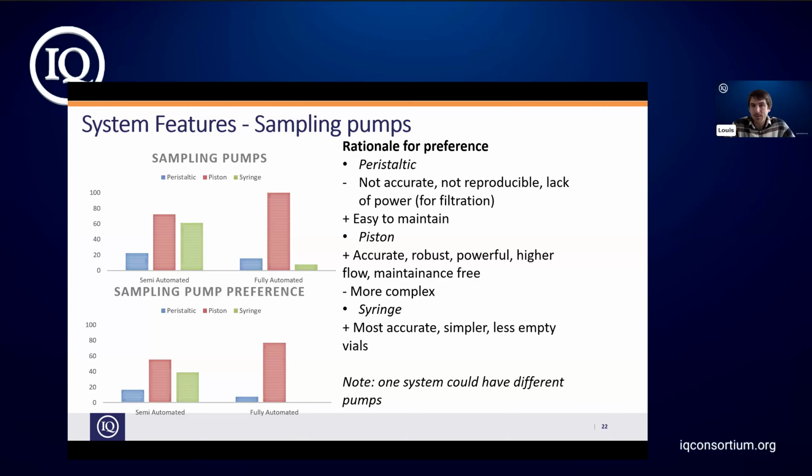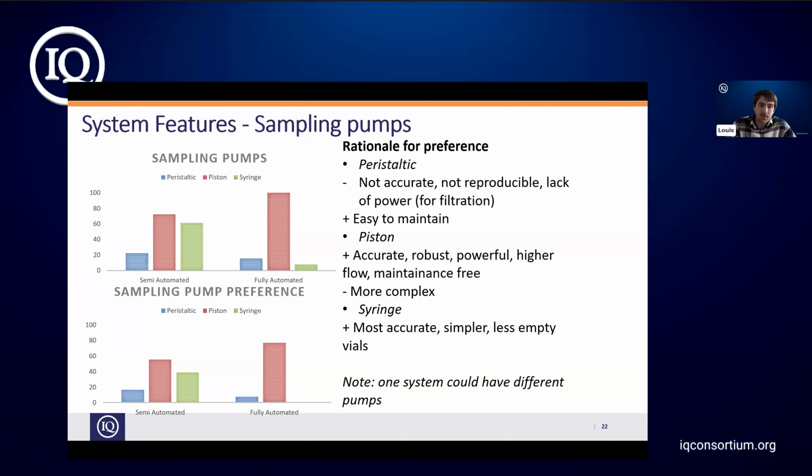Then you have the piston pumps. They are more accurate, more robust, more powerful, and they also can handle a higher flow. And I guess those two, how powerful they are and the higher flow, are probably the main advantages in my personal opinion. And they're also relatively maintenance-free. The downside is they're more complex. While with a peristaltic pump, if something is wrong, you can probably troubleshoot it quite easily by yourself. That's mostly not the case for piston pumps.